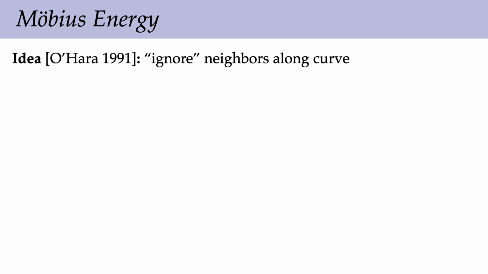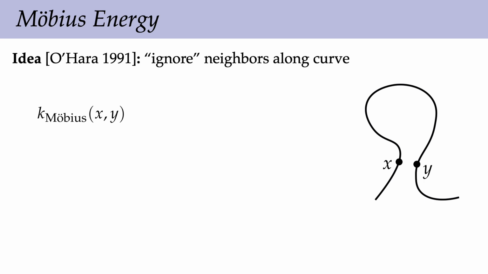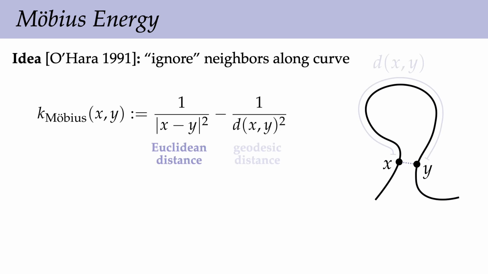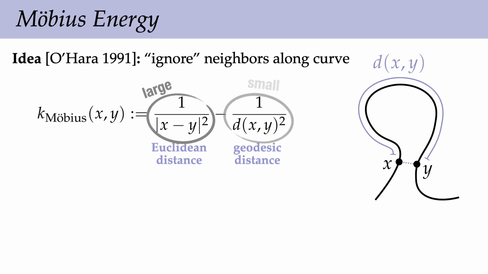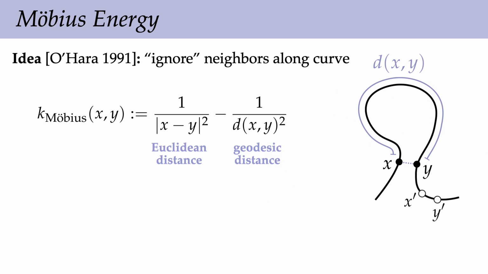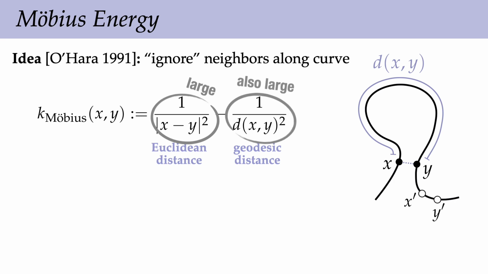For instance, the so-called Mobius energy sort of ignores immediate neighbors by saying, if x and y are 2 points on the curve, then we're going to penalize 1 over the Euclidean distance squared minus 1 over the geodesic distance squared. In other words, the distance in space versus the distance along the curve. If there's a near intersection, then the first term will be large and the second one will be small, and so the contribution to the energy will be big. But if the 2 points are just neighbors along the curve, then the Euclidean distance and the geodesic distance are almost the same, and we can ignore this pair.